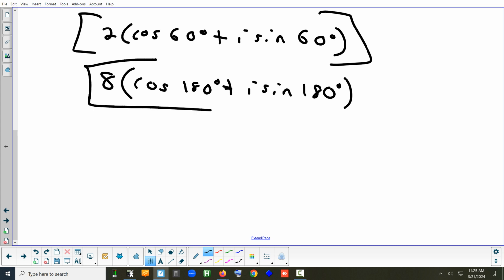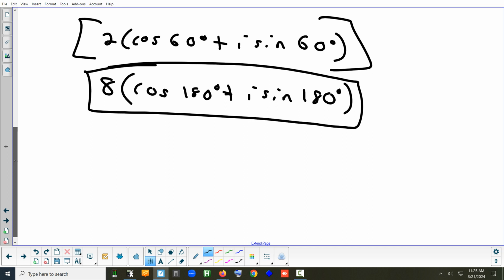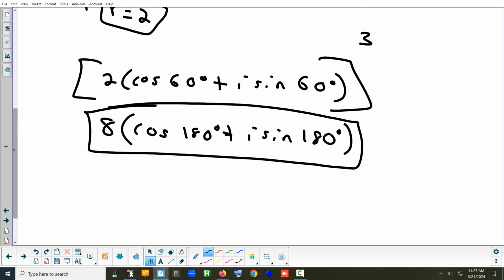That is the final answer in what form? Trig form. So if the problem doesn't say how to leave the final answer, then that's fine. That's the way you can leave it.